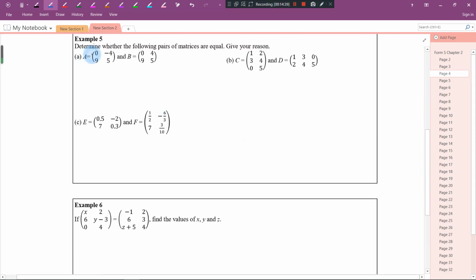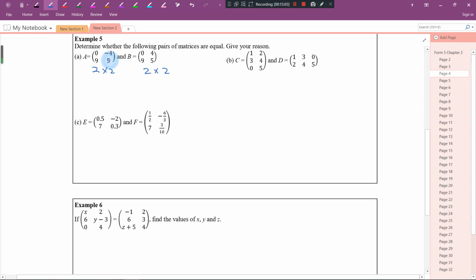Okay, now let's try this example. Determine whether the following pair of matrices are equal. Order, this is 2 by 2, right? 2 row, 2 column. So here is 2 by 2, 2 row, 2 column, same order.